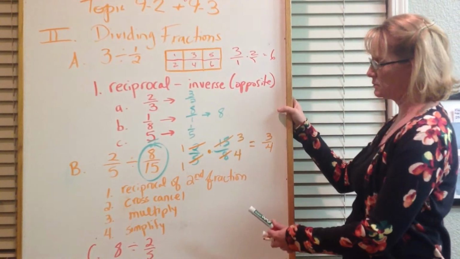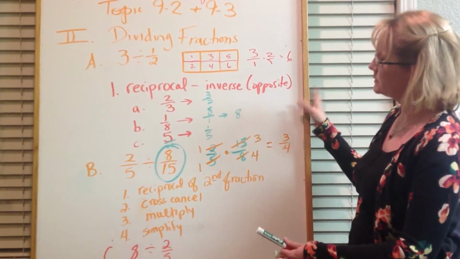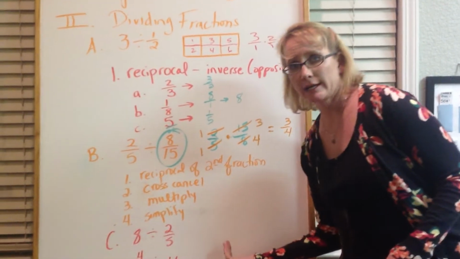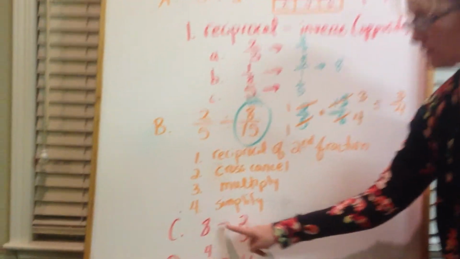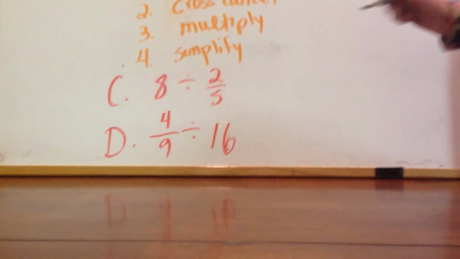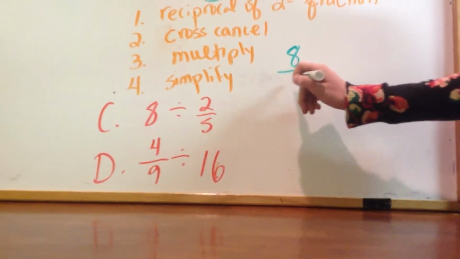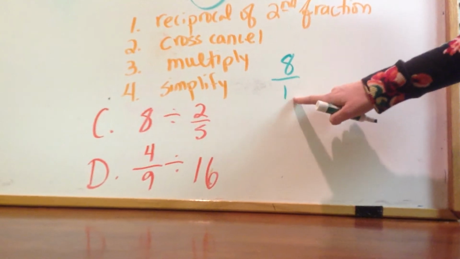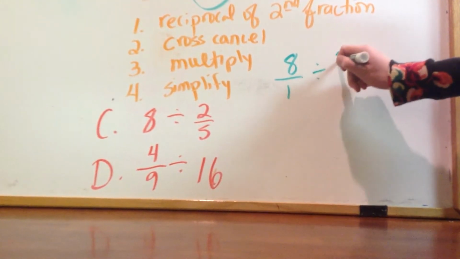I'm going to move this board out. It's rattly. Okay. So now let's try it again here. We have 8 divided by 2/5. Well, my first problem is that 8 is not a fraction. So I need to turn it into a fraction. 8 over 1. Because remember, fractions are just unfinished division. 8 divided by 1 divided by 2/5.